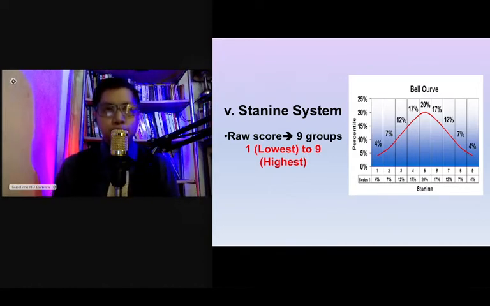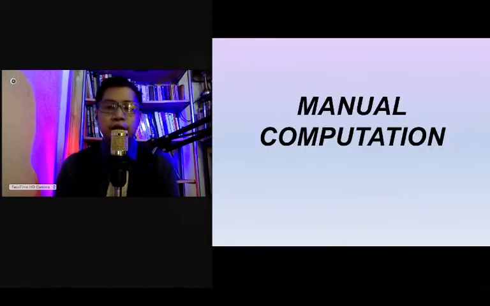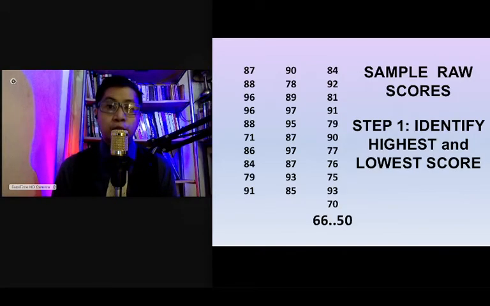So, distribution of scores, you divide them into 9 groups. Groups approaching 9, good scores. Groups approaching 1, mababa yung mga scores. Again, maganda na i-manually compute natin yung STANINE. But in real life, this is no longer being done dahil ginagawa na ito ng ating mga softwares. Pero bakit natin pinag-aaralan yung manual computation of STANINE? To deepen our understanding of how it works.